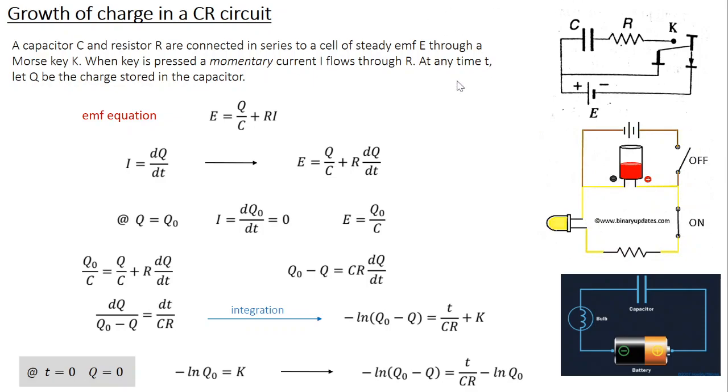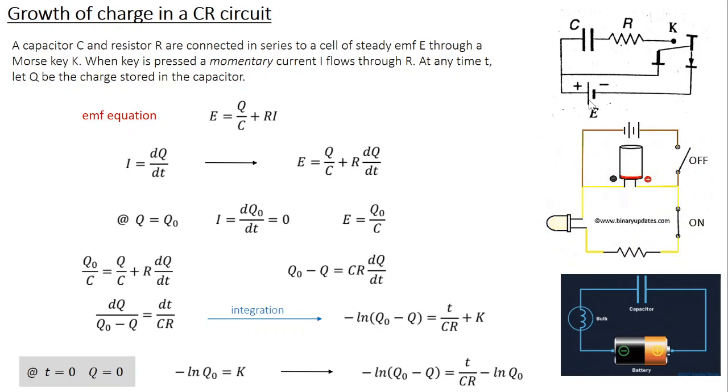So let's say that at any time t, the amount of charge stored in the capacitor is Q. Now we want to mathematically analyze the growth and decay of charges stored in the capacitor. So what's the first step? As I said yesterday, we need to write down the EMF equation.